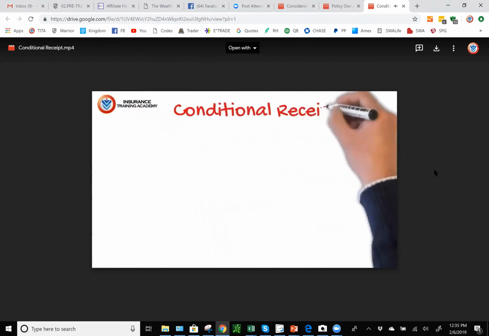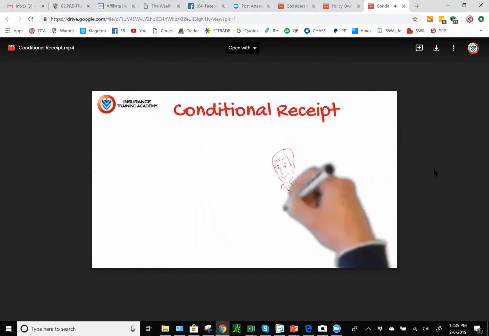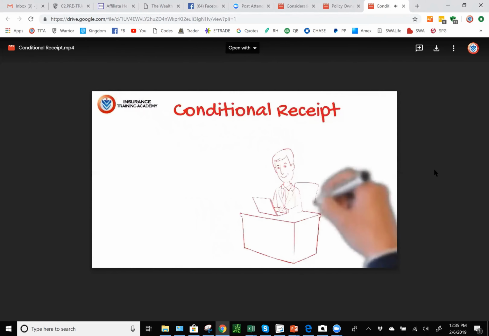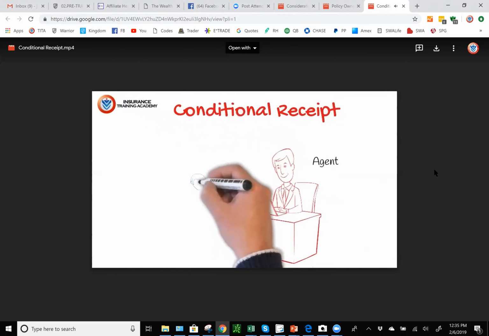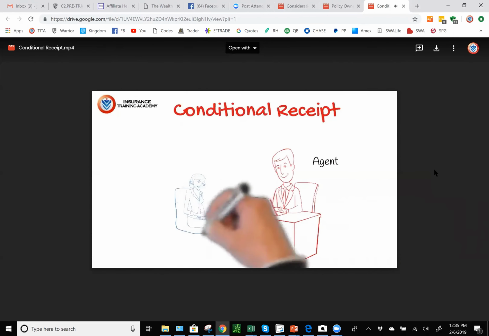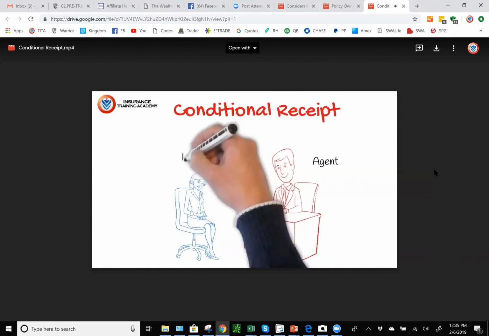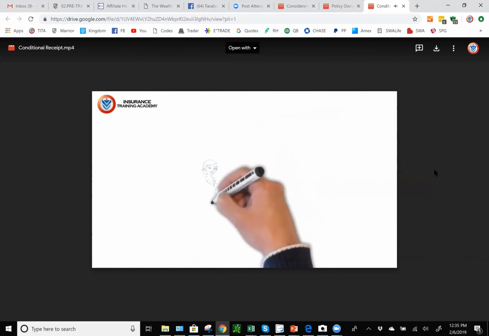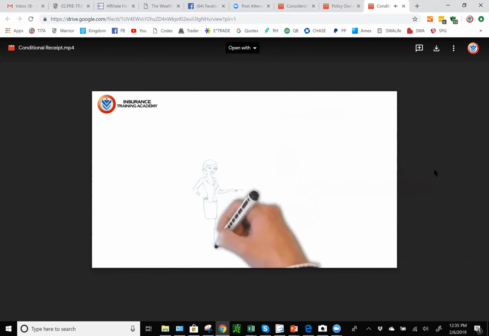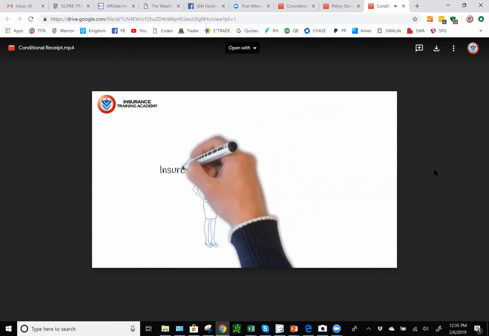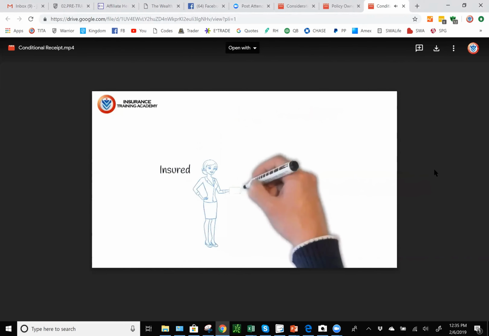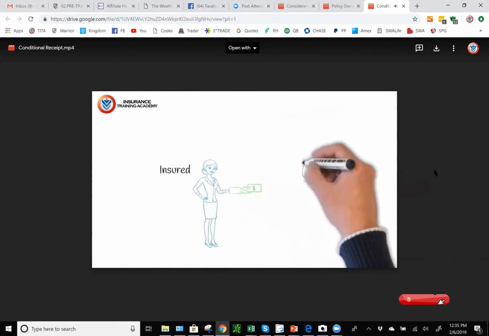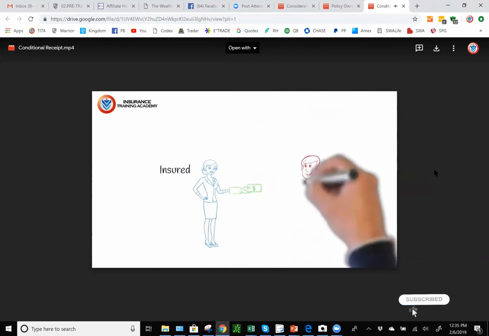So let's take a look at a scenario here. We have Bob. Bob is the agent. Bob is completing an application on Jane. Jane is going to be the proposed insured. At the end of the application process, they both sign. Jane gives Bob a check for at least the first month's premium. In return, Bob gives Jane a conditional receipt. Remember, the conditional receipt.